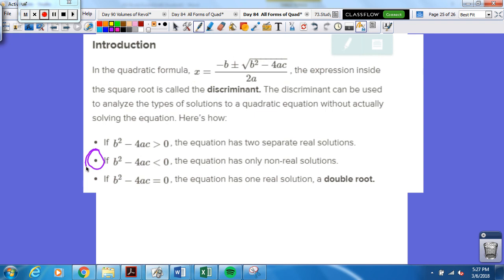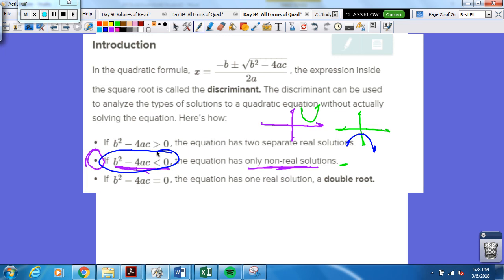Second point right here. If the discriminant is less than 0, which means it's negative, it has only non-real solutions. What does that mean? Well, here's my xy coordinate plane. Make sure you have a picture next to your notes right here, that the parabola does not touch the x-axis. It has no solution. So it could look like that, or let's draw another one. Coordinate plane could look like that. It still does not touch the x-axis, so it has no real solutions. So that is when your discriminant is negative, is less than 0.